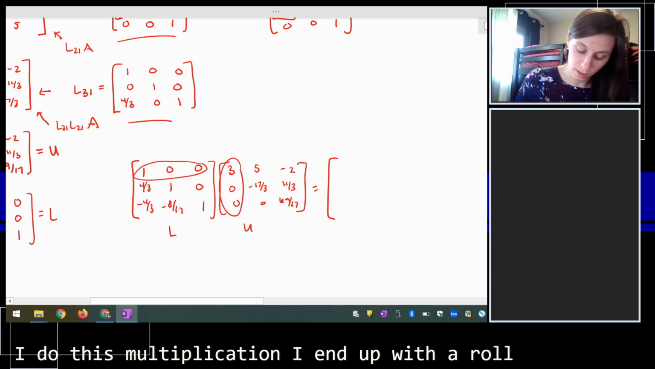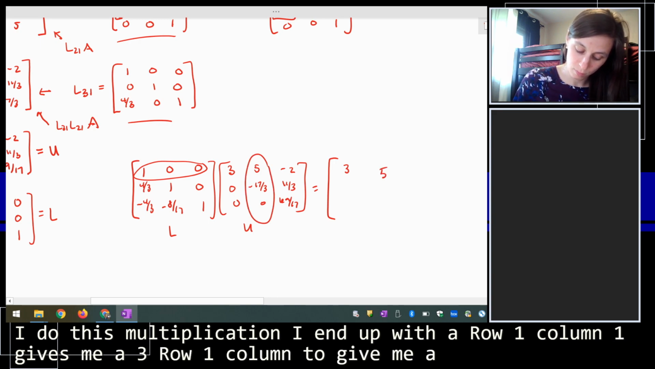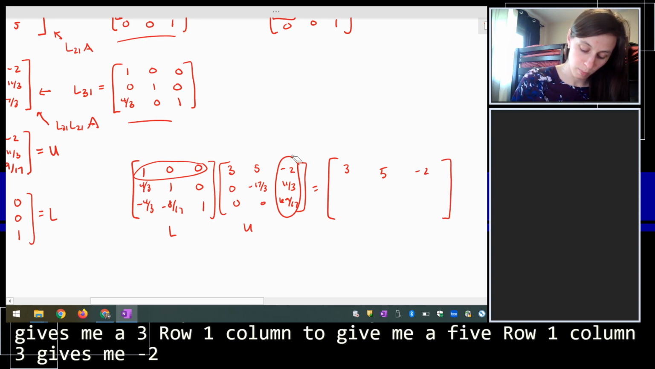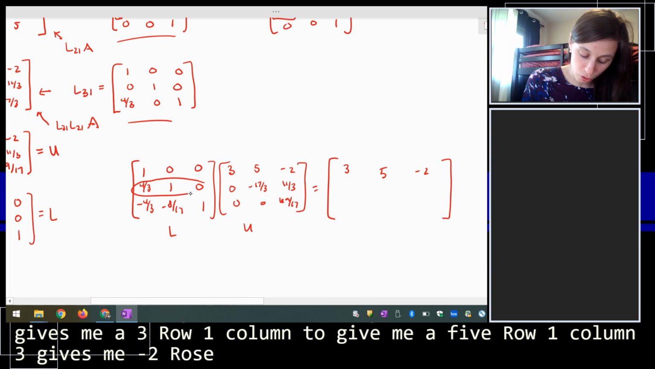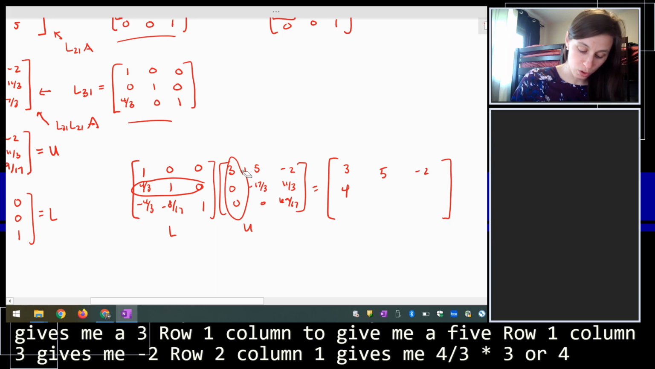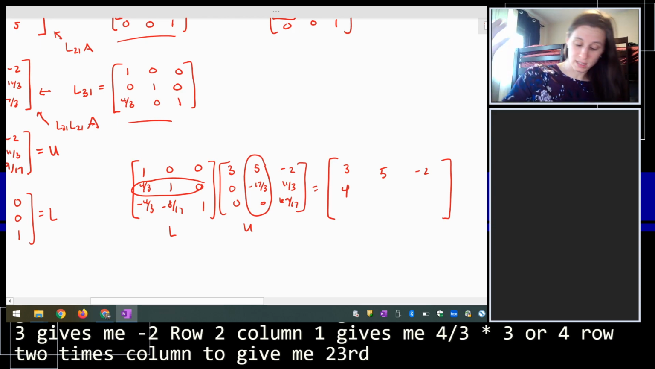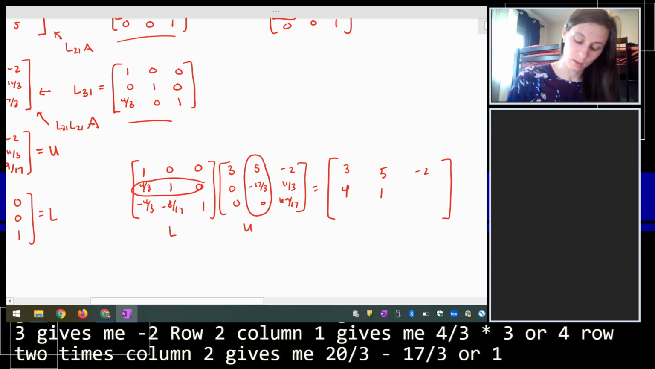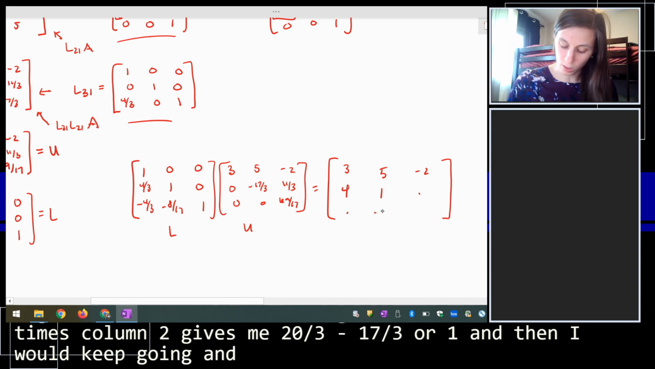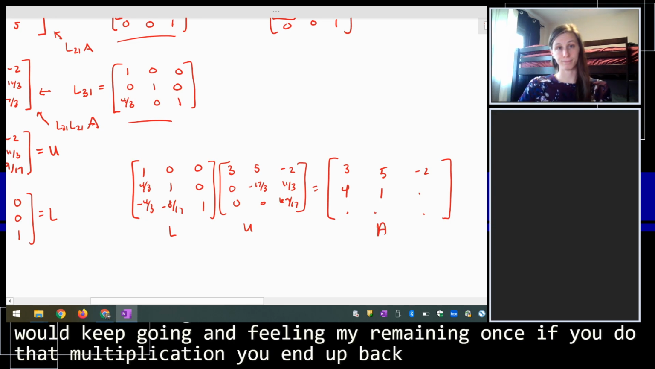Row 1, column 1 gives me a 3. Row 1, column 2 gives me a 5. Row 1, column 3 gives me a negative 2. Row 2, column 1 gives me 4/3 times 3, or 4. Row 2, column 2 gives me 20/3 minus 17/3, or 1. And then I would keep going and fill in my remaining ones. If you do that multiplication, you end up back at A.